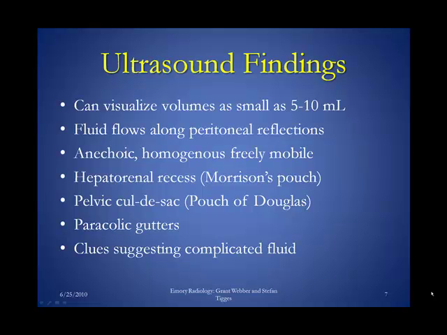The appearance of ascites on ultrasound is anechoic, meaning that it's essentially black, with no echoes, homogeneous, and freely mobile. There are multiple clues that you can see on ultrasound that could suggest that the fluid is not simple ascites and is in fact complicated, such as with an infected fluid collection. Some of the things you'll be looking for include internal echoes, meaning that the fluid is not completely anechoic or black, septations, loculations, and clumping or tethering of adjacent bowel loops.